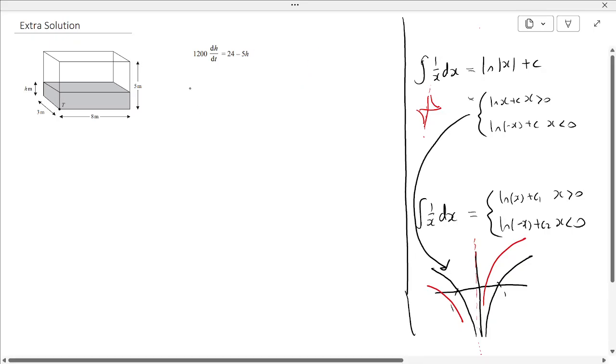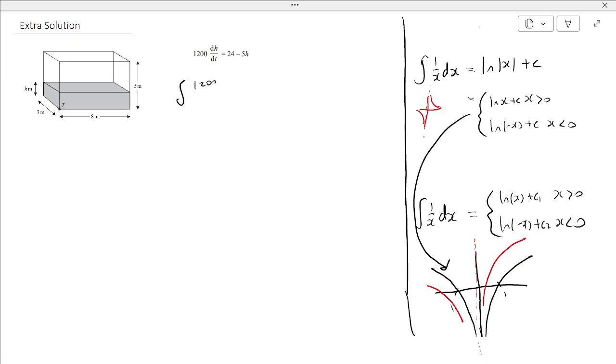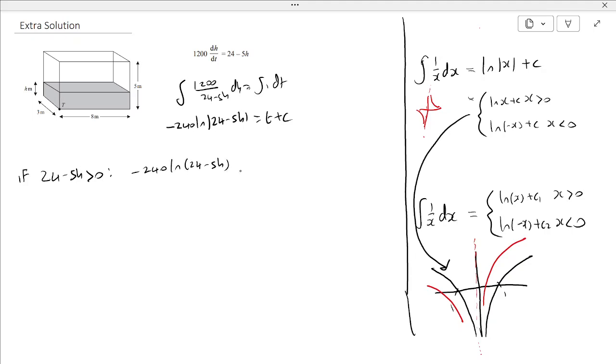Let's see how that actually plays out. So we can just very quickly recap what we did. We put all the h's onto one side and integrated, and the same with the t's. And I said, okay, this was negative 240 natural log absolute value 24 minus 5h equals t plus c. And now we have to go into different cases, right? If 24 minus 5h is a positive number, then this just reads as a normal bracket. That's just like so. I'll call that C1. And then I'll have a C2 in the other case.